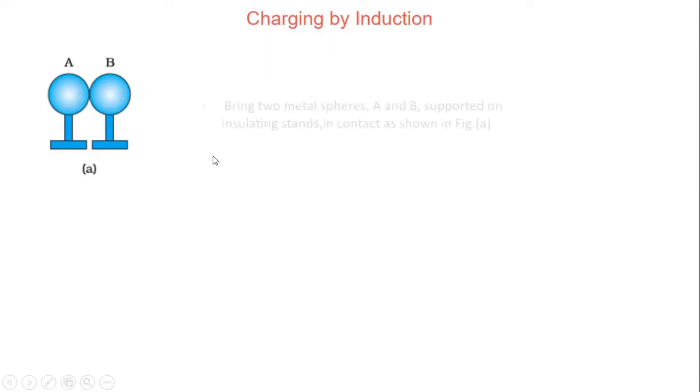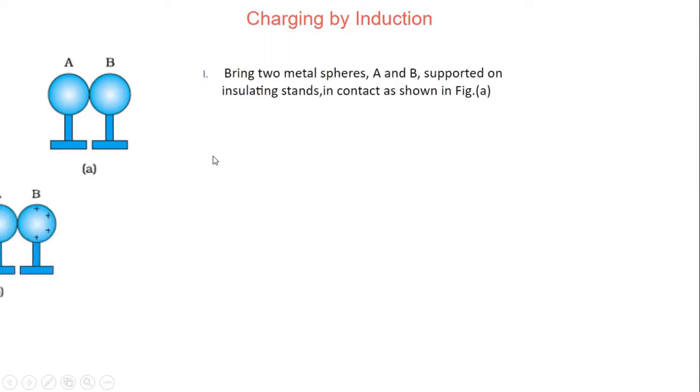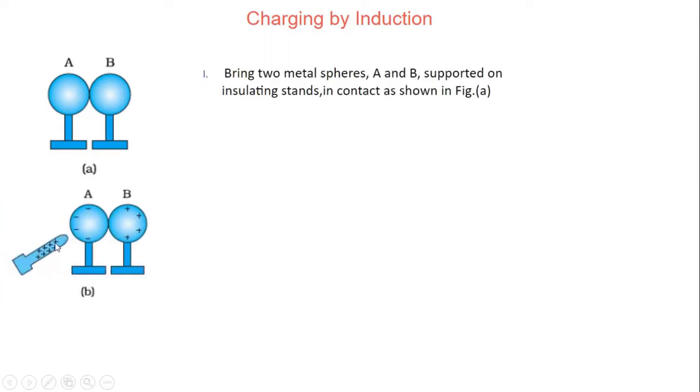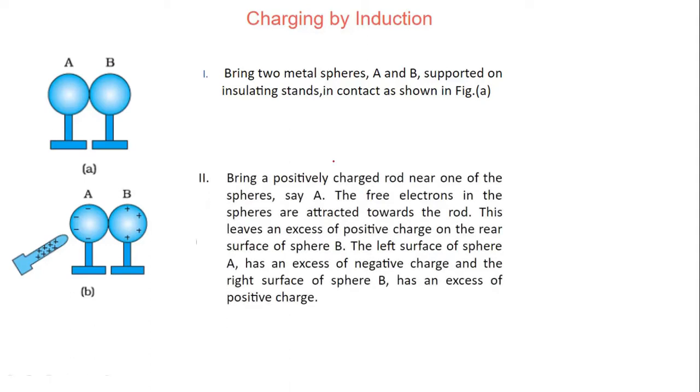Next, the second method is charging by induction. What happens in charging by induction? We take two metallic spheres, A and B, brought close to each other. Now we bring a charged rod. If we want to charge the two spheres, we bring a rod which is already positively charged. Because of this positively charged rod, what will happen? The free electrons in the sphere are attracted towards the rod.